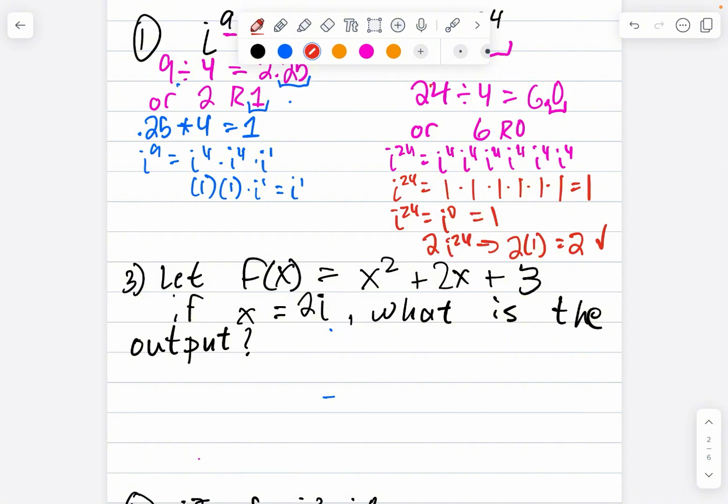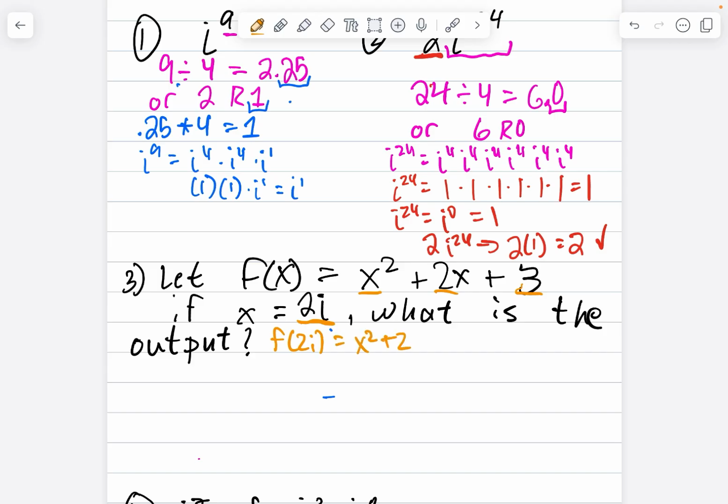Now let's take a look at the next problem. It says, let f of x equals x squared plus 2x plus 3. If x equals 2i, what is the output? So this is asking, you're going to replace x with 2i right here. This is what this question is asking. So you're looking at f of 2i equals x squared plus 2x plus 3.